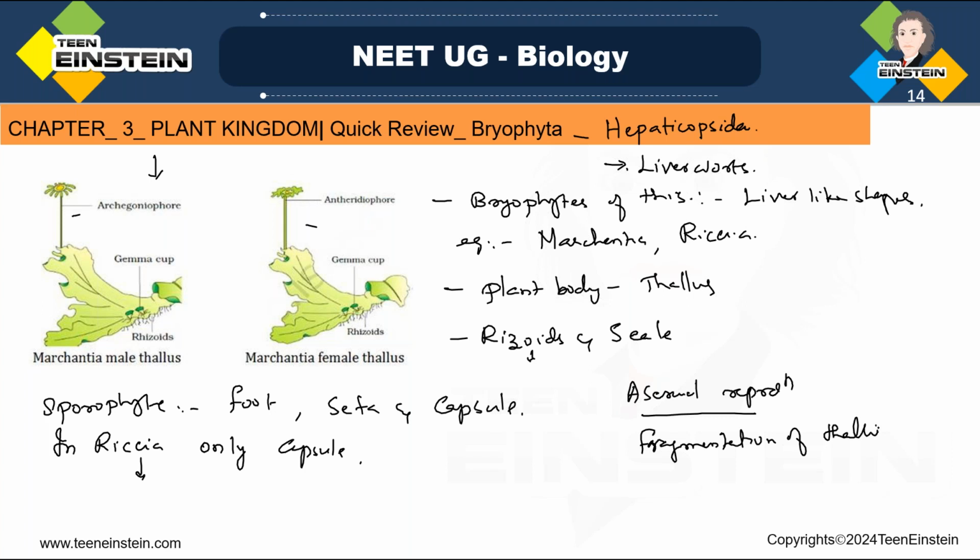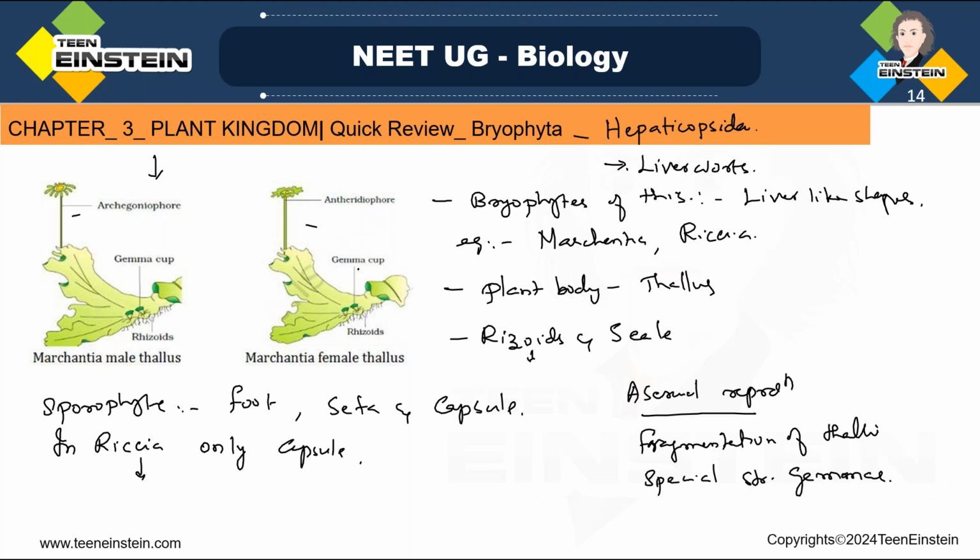Fragmentation of thalli, or another one is the formation of some special structures called gemmae. These gemmae are green, multicellular, asexual buds which develop in small receptacles called gemma cups, and they are located on the thallus.